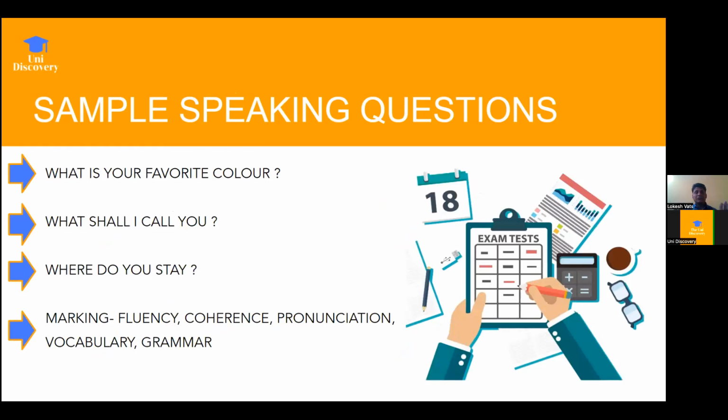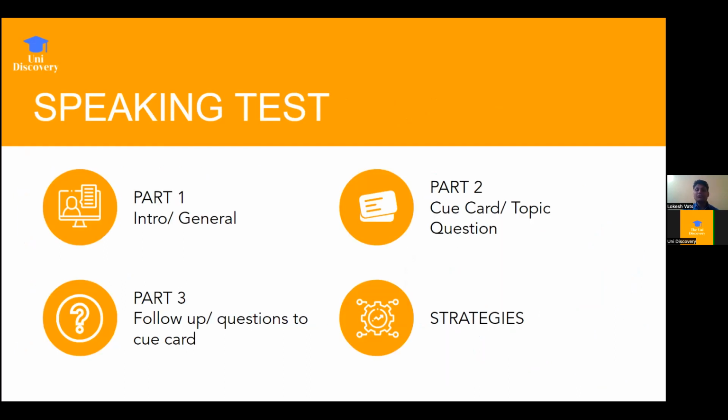Okay, so this is what I have done here. I have a few questions. And if you can notice, on the 4th point, I have written the marking criteria. So now let us try to understand what I'm trying to convey from the last question. The question was how long our answer should be in part 1 and part 3.